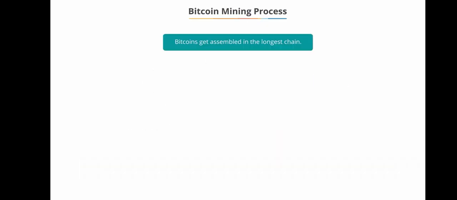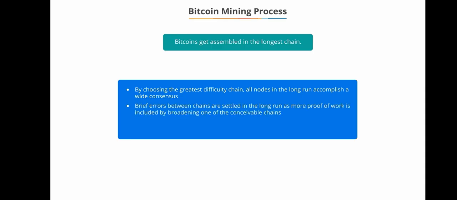Bitcoin mining process. Bitcoins are thus assembled in the longest chain. By choosing the greatest difficulty chain, all nodes in the long run accomplish a wide consensus. Brief errors between chains are settled in the long run as more proof of work is included, broadening one of the conceivable chains. Mining nodes vote with their mining power by picking which chain to extend by mining the next block.